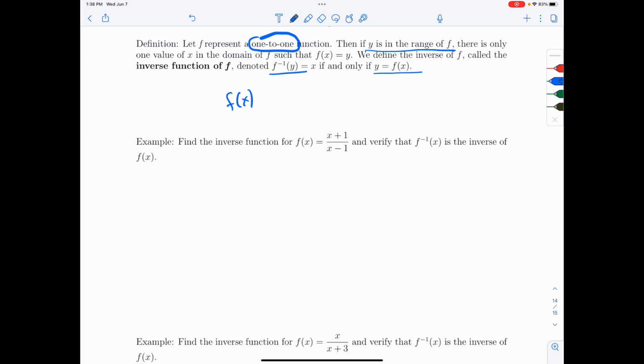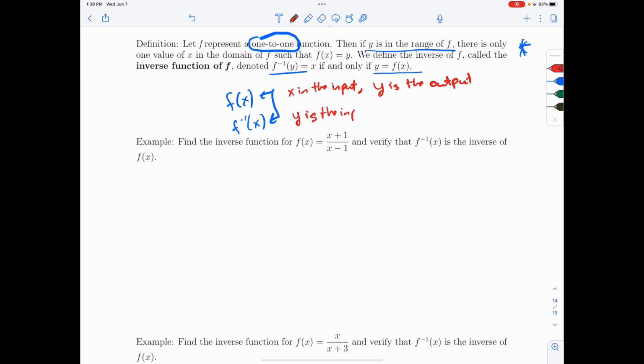f of x is our original function, so f inverse of x would be the inverse function. That's how we'll be writing this. So a lot of words to just say, if we have a one-to-one function, we can find its inverse function. In the original function, x is the input and y is the output. In an inverse, these swap places. So y becomes the input, x is the output.